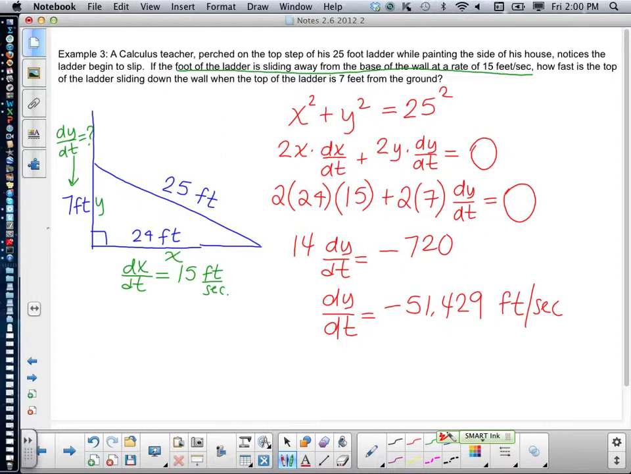How's it not feet squared per second? Because it's a velocity, it's not the acceleration. It's at that instant in time when the ladder is 7 feet from the ground. What is the change in y with respect to t? That's change in position over change in time. That's velocity. So your units are going to be a linear distance divided by time. Okay, so we're looking at velocity there.